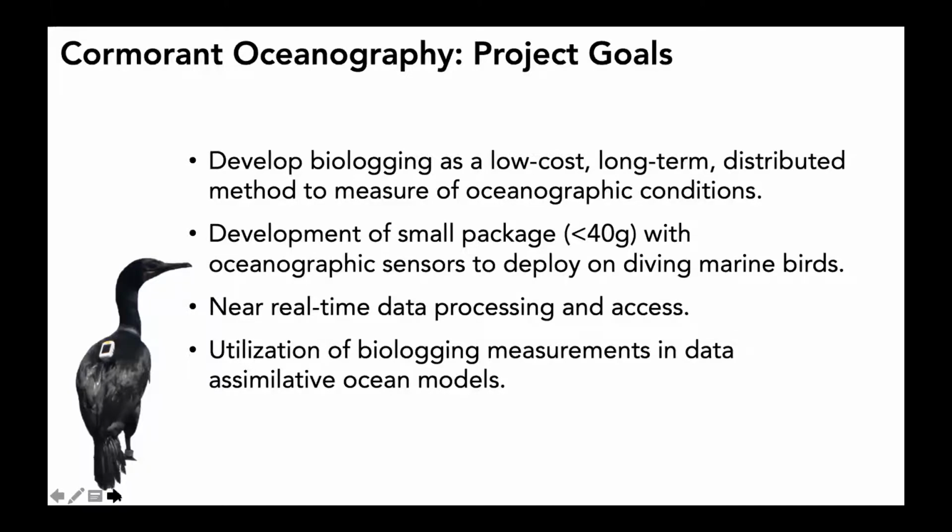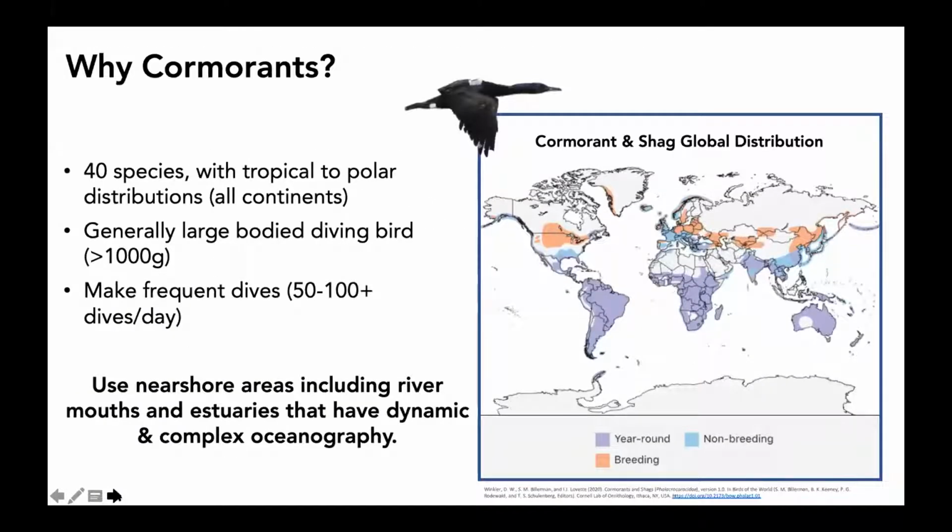Why cormorants? There are about 40 species with tropical to polar distributions, and they're found on the shores of all continents. They're generally larger bodied birds, though there are some smaller species in the tropics. They're pretty active, making 50 to 100 dives per day. And maybe the most important reason of all is that they're using these dynamic nearshore areas that include river mouths and estuaries. These are places that have really complex and dynamic oceanography.